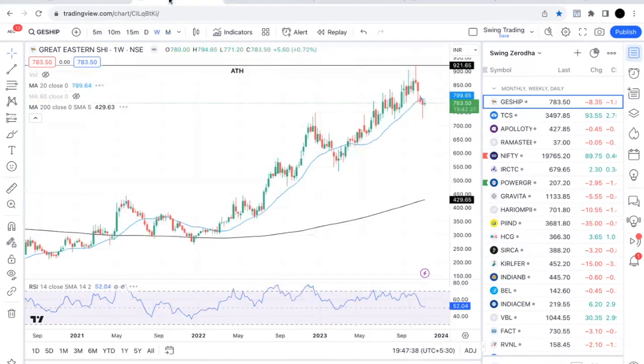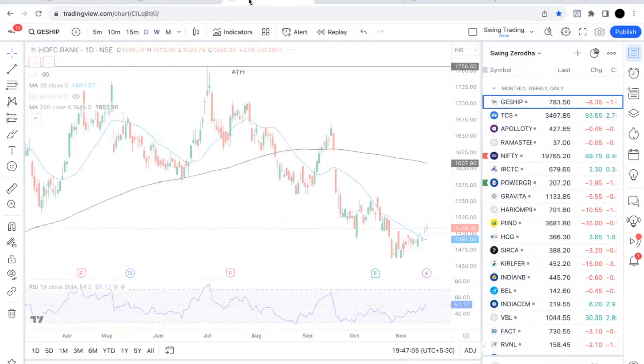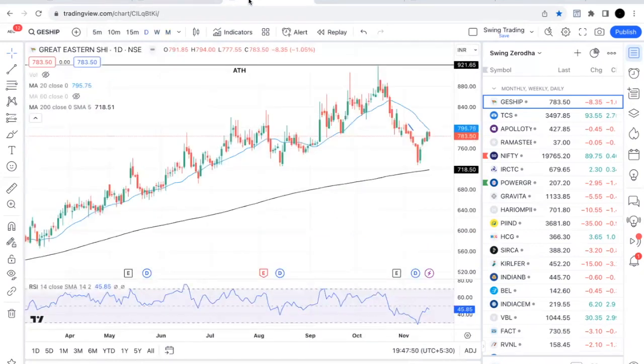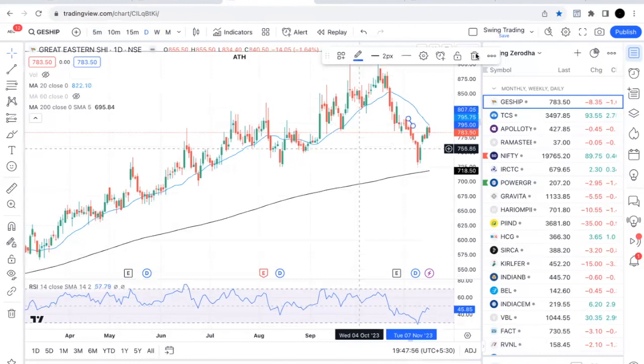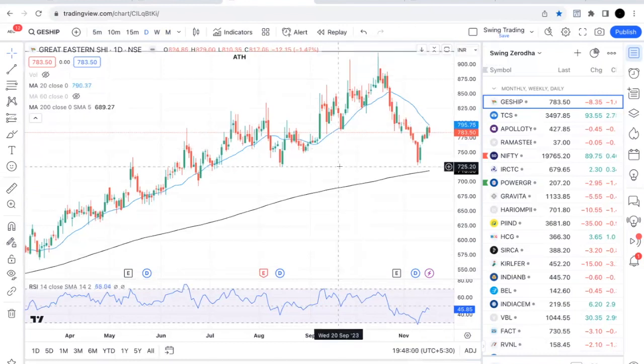And then here's a weekly. Look at that. Okay, the 20 is above the 200. And the daily, the 20 is above the 200. Okay, daily is also looking good. I don't know what this line was. I drew that for something. Let me remove that. Okay, there was a trend line that I had drawn. All right.